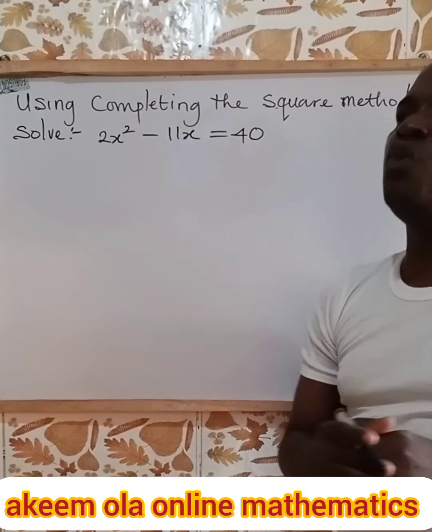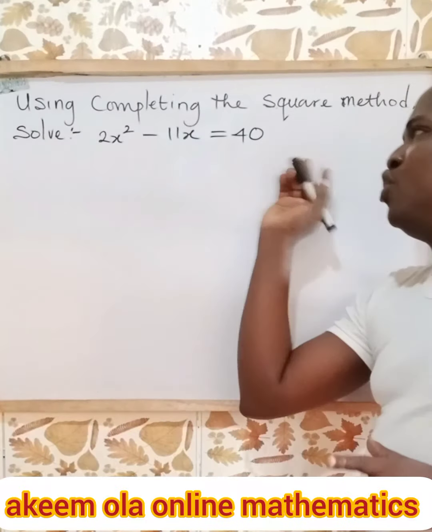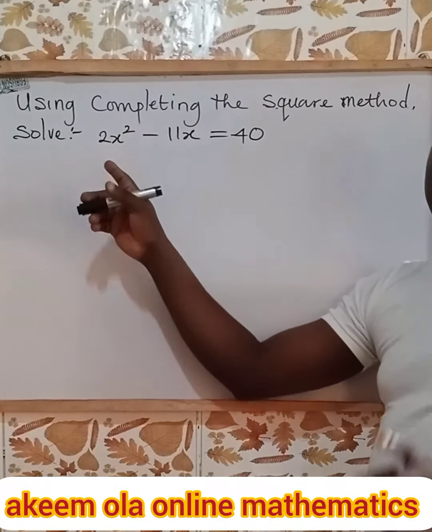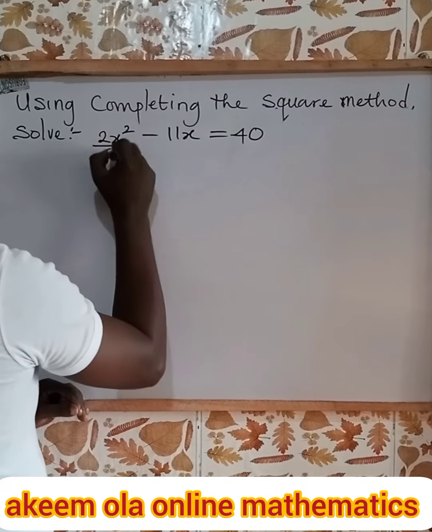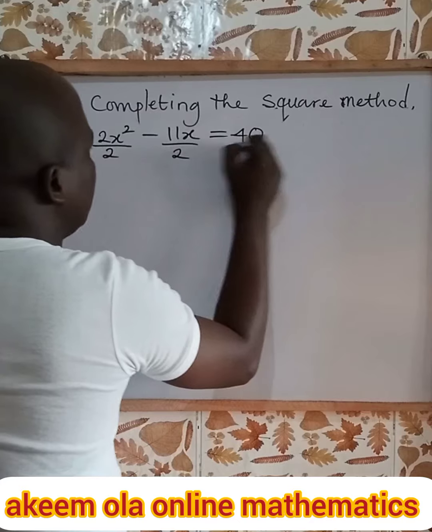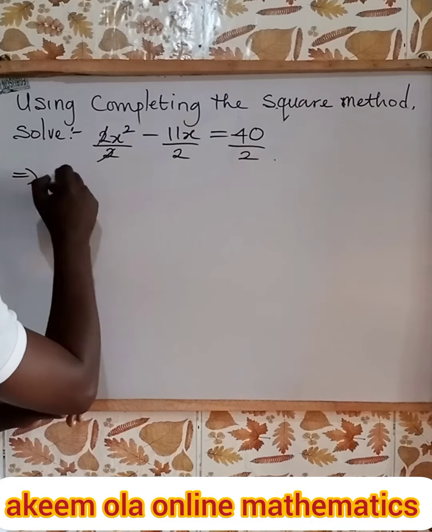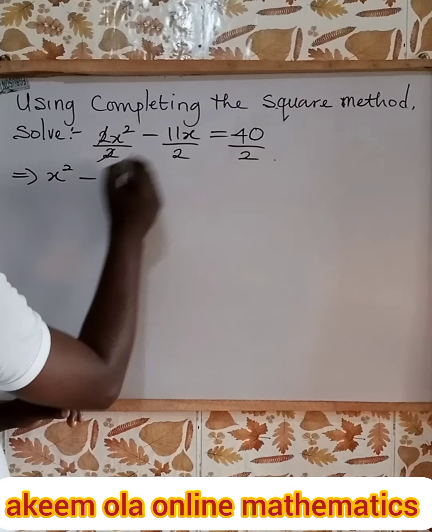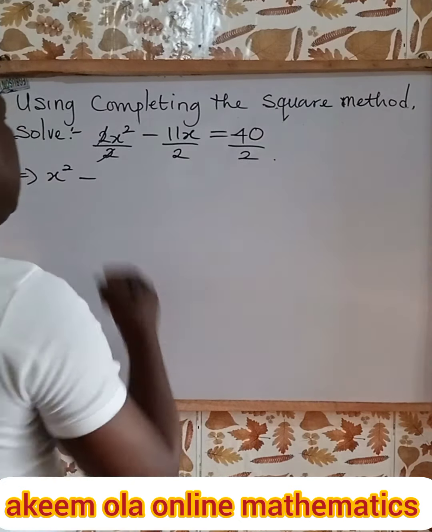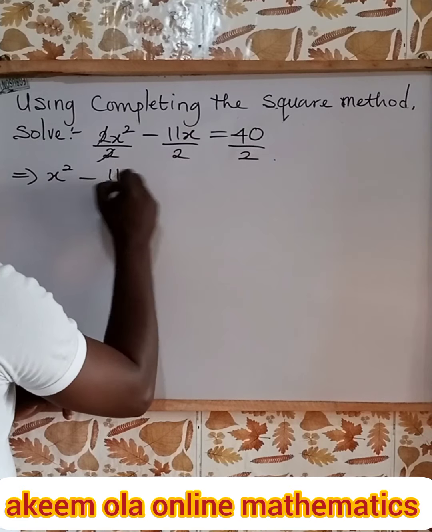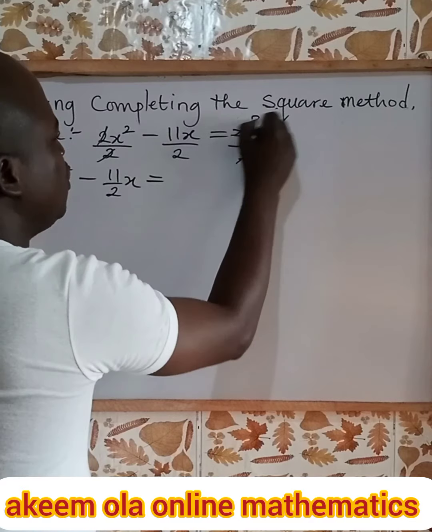How can we change it to 1? The first step now is to divide through by 2 so that the coefficient of x squared will be 1. That means we divide by 2, divide by 2, divide by 2. The 2s cancel, and we are left with x squared. 11 cannot go into 2, it will give us a decimal, so we leave it like that. We have minus 11 all over 2x is equal to 40 divided by 2, which is 20.